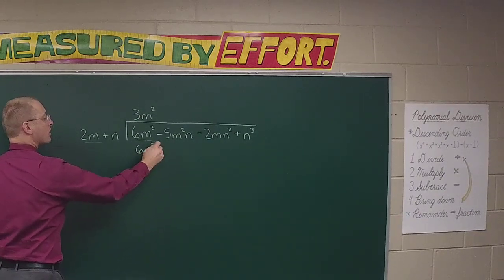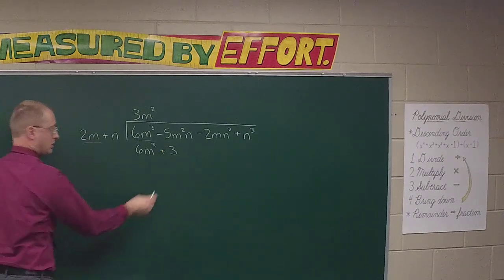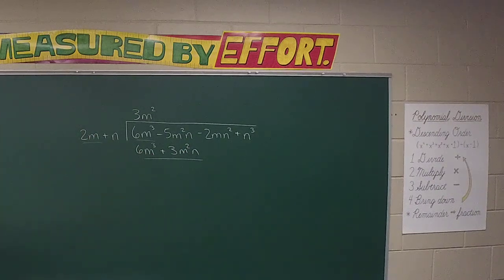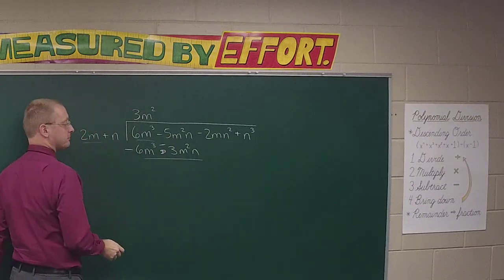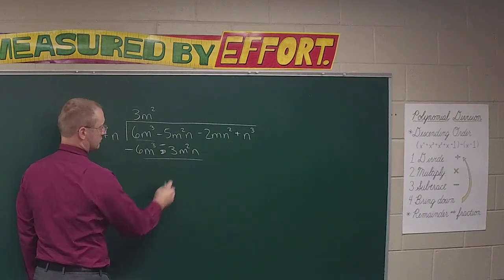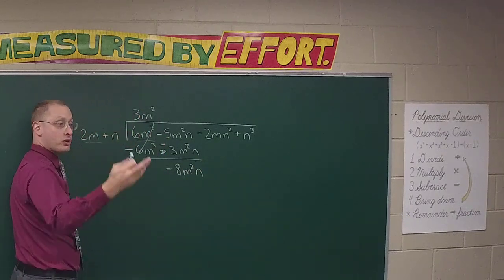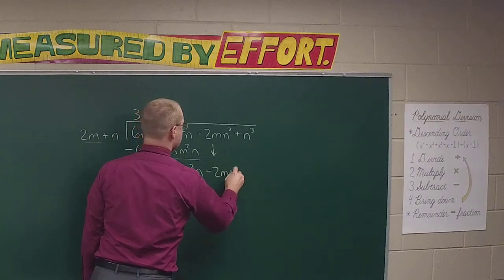6m cubed positive 3m squared n. And then what do I need to do, Audrey, to get negative 8m squared n? There we go. Of course, this cancels away, and we also then will need to bring down. And then what do we do, Genesis?